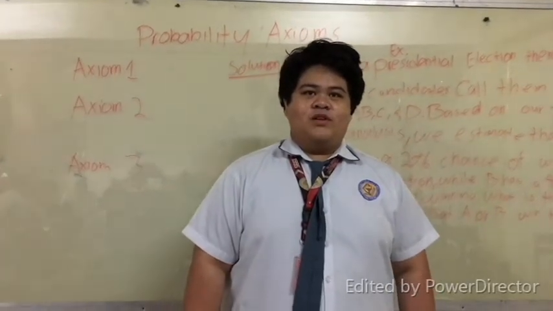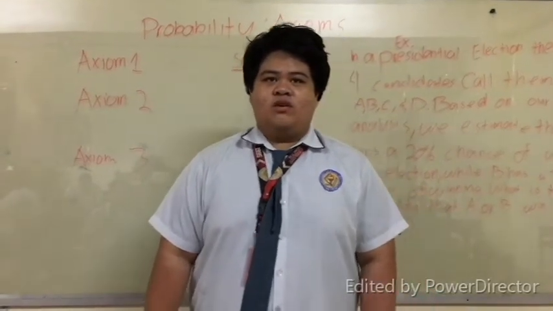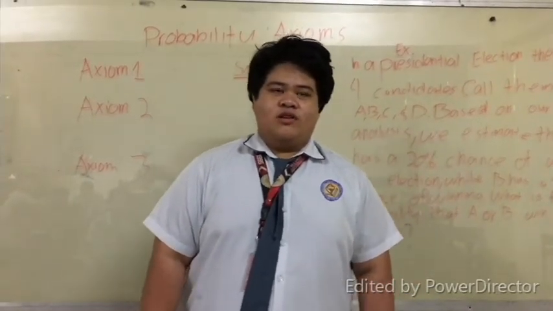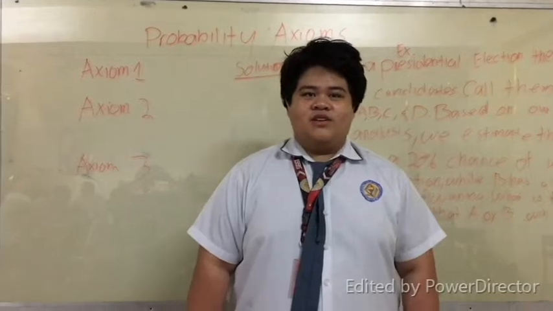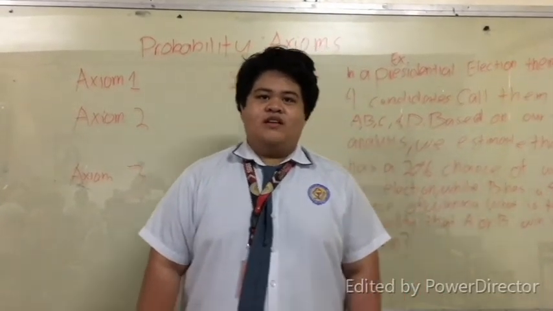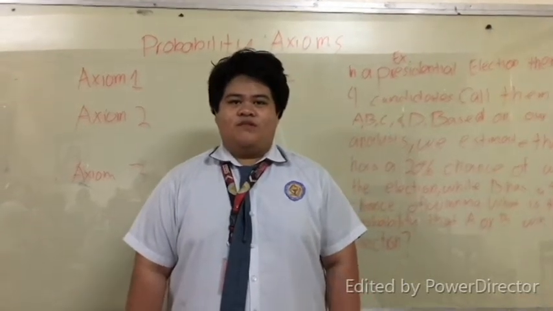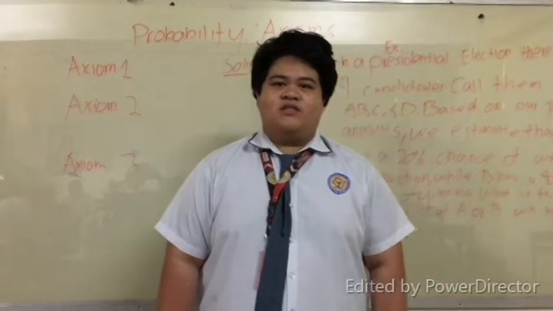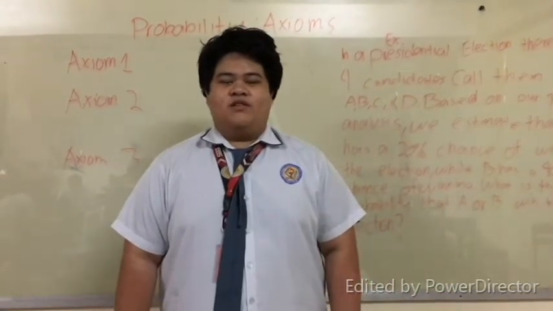Axiom 2: the probability of an event that at least one of all the possible outcomes of a process, such as rolling a die, will occur is 1. Axiom 3: if two events A and B are mutually exclusive, then the probability of either A or B occurring is the probability of A occurring plus the probability of B occurring.